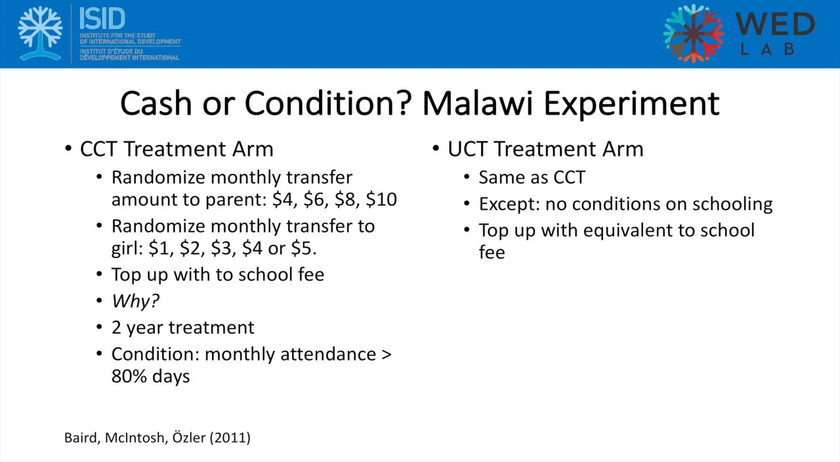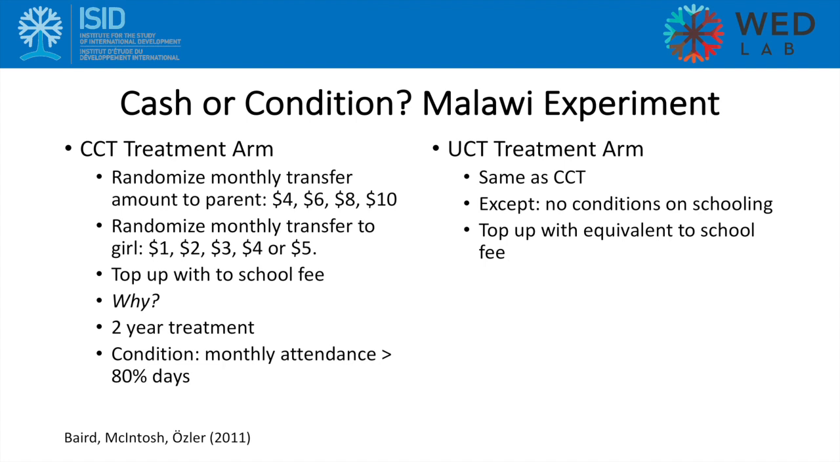1, 2, 3, 4, 5. They top up with a school fee. The idea here is that they want to try to minimize some of the costs of complying with the program. If you're going to require that these girls are going to go to school, well, you might actually have to compensate them for the cost of going to school. So tuition, books, and that sort of thing.